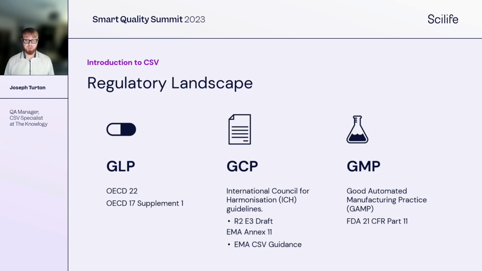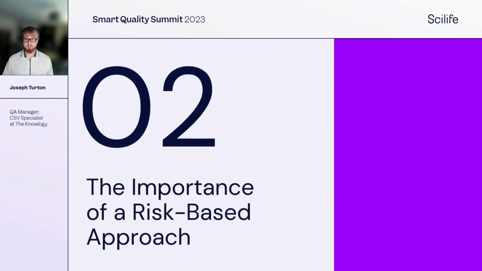And for those that work in GLP, the OECD has released new guidance relevant to CSV. OECD 22, which focuses on data integrity and their expectations. In addition to that, OECD 17 Supplement 1 has been released recently, which is some good bedtime reading for anyone who needs to validate a process which involves cloud-based infrastructure. That's just a few, but there's been a lot of regulatory shift in the last few years. So the importance of a risk-based approach is what we'll discuss next.